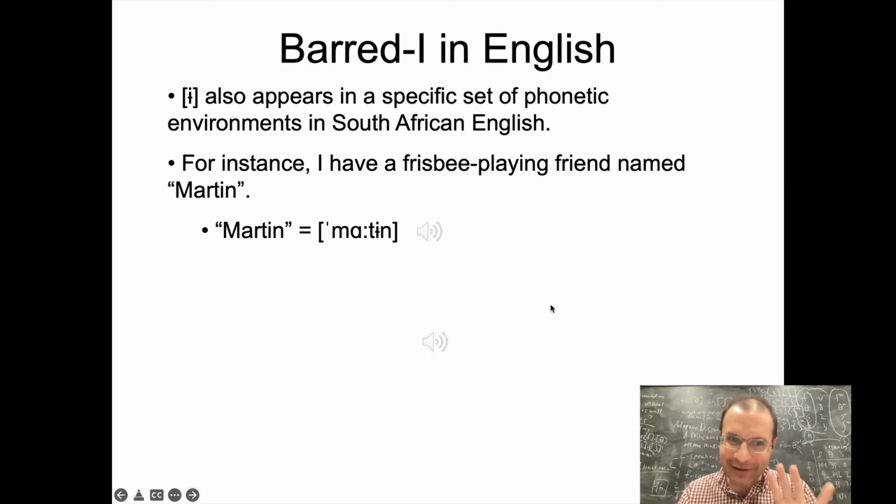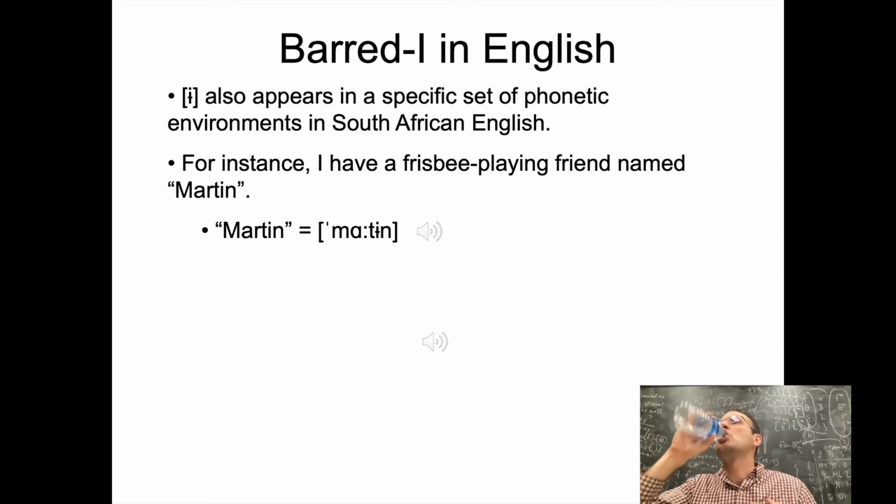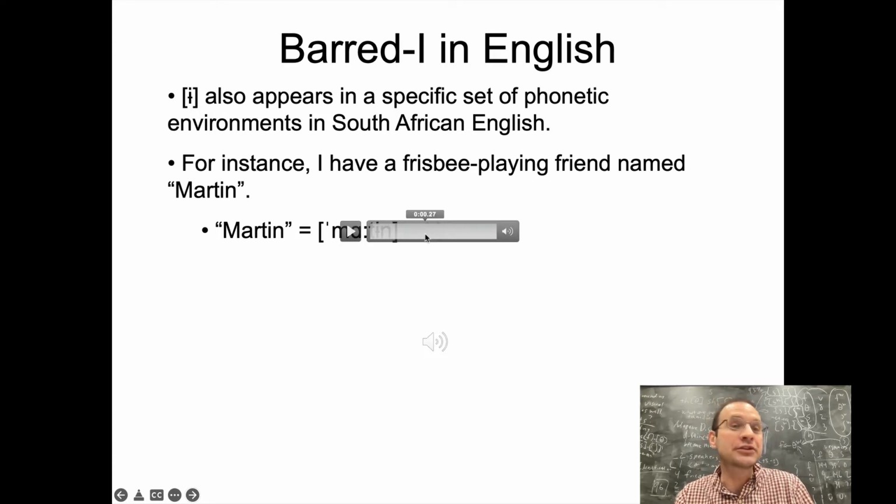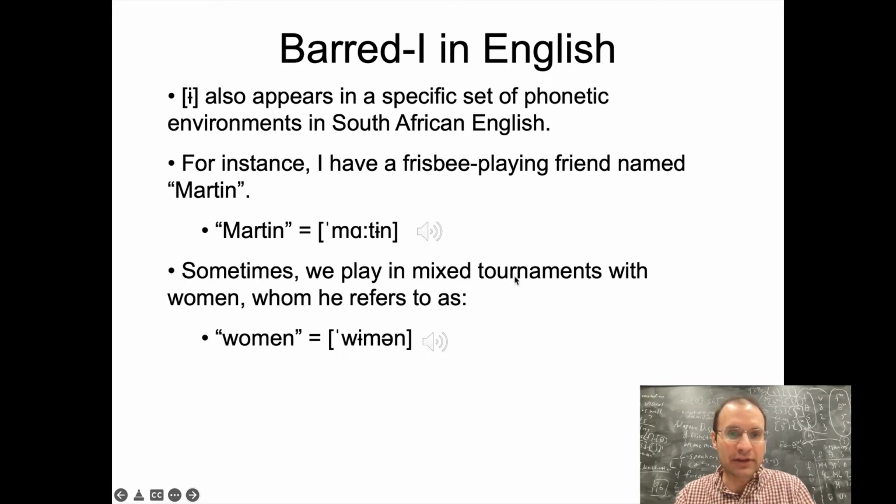Unfortunately, I don't have any good recordings of South African speakers producing this vowel. I'm making this kind of on the fly. I have examples of me pretending to be South African, imitating a South African friend of mine whose name is Martin, but he doesn't say his name as Martin. He says it more like this. Martin. So he has that barred I vowel in the second syllable there, also unstressed. It can be stressed, though, in South African English.